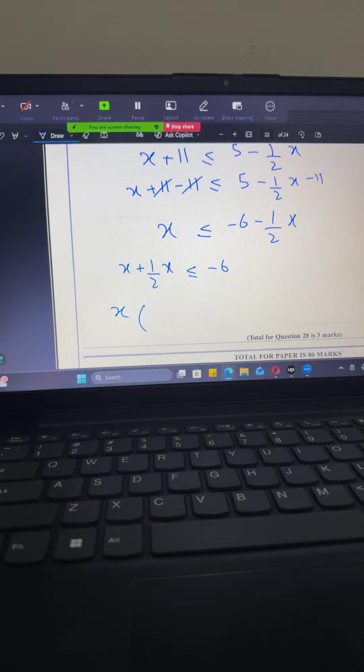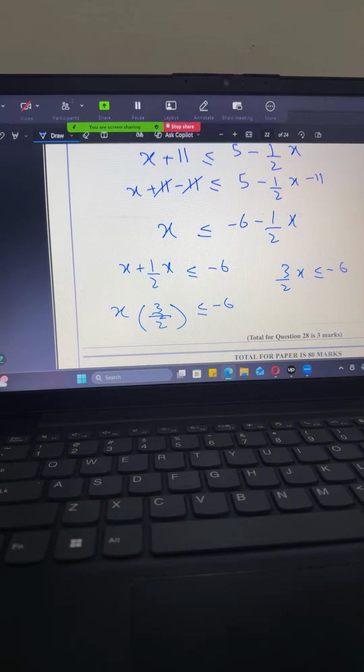So we have x times 3 over 2, which is less than or equal to -6, right? Can you solve for x over here? 3 over 2x is less than or equal to -6. What is going to be the next step? Add 6 on both sides. No, sorry. Can you see 3 over 2 with the x, right? So multiply by 2 on both sides to get rid of the 3 first.